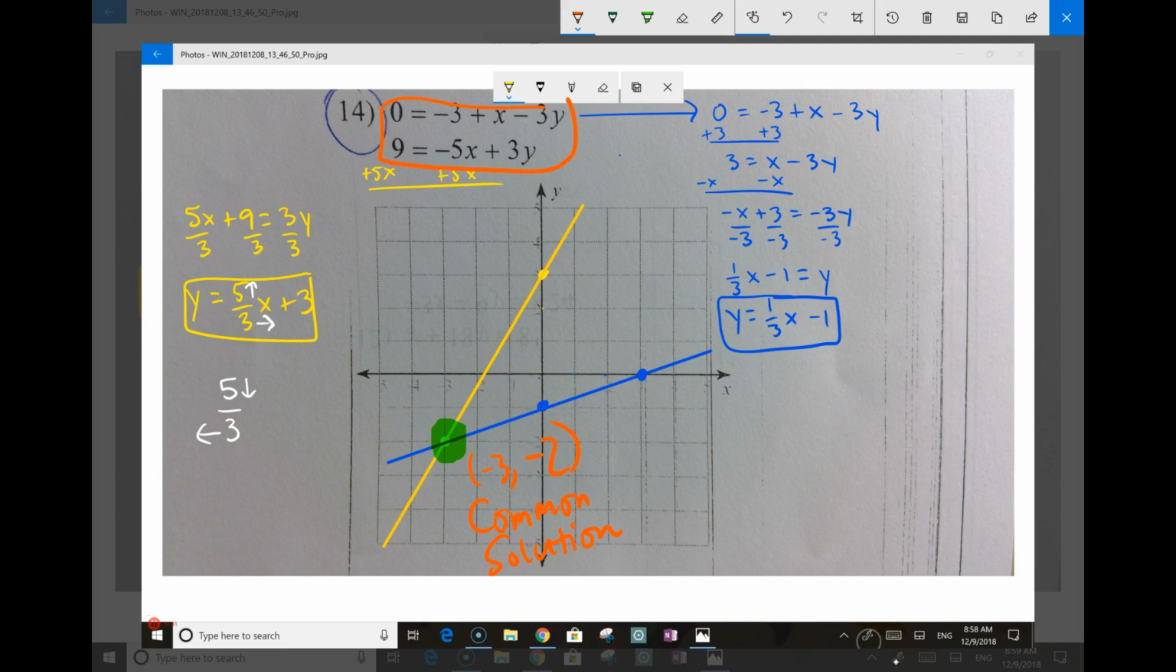This, by the way, is also known as the point of intersection, because that's what they do, right? They meet at that point and they never meet again. All right, so let's move on to the next one.